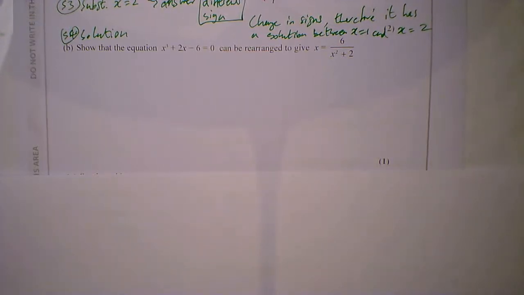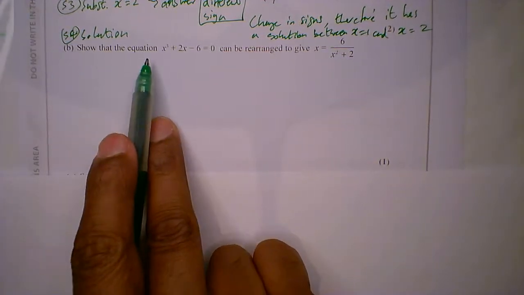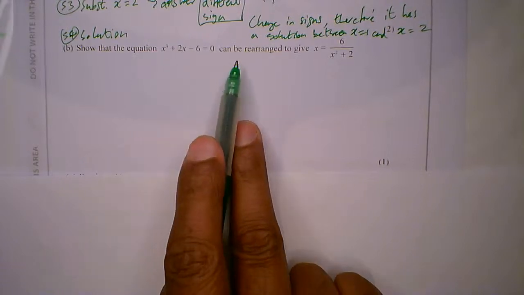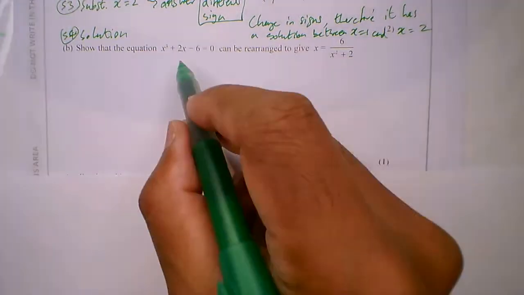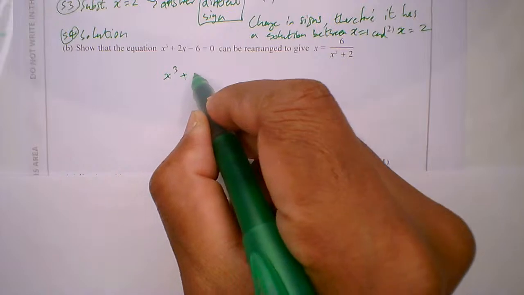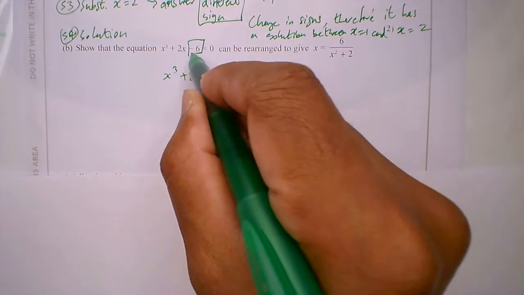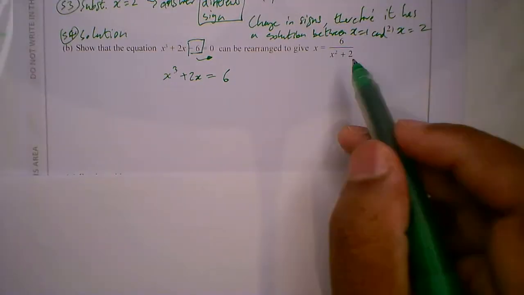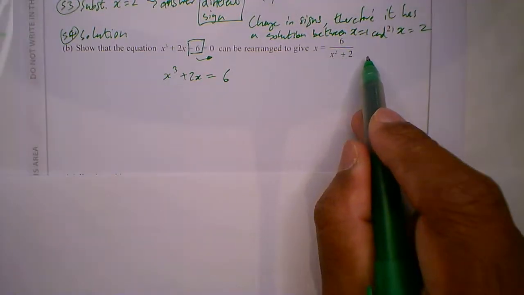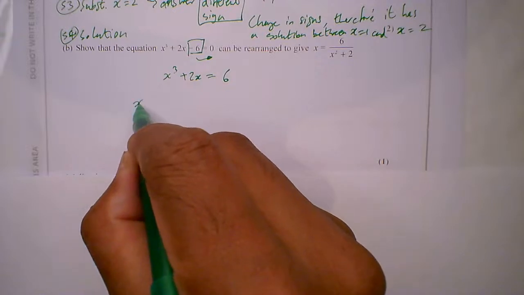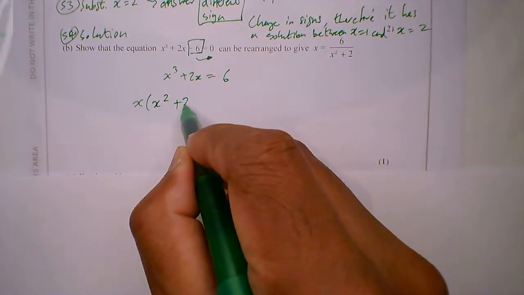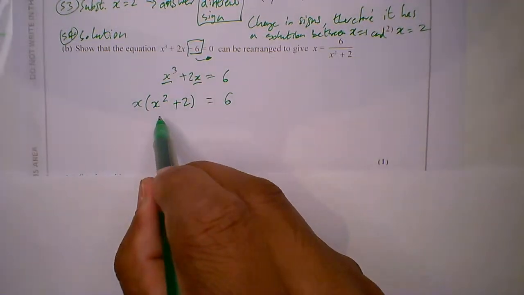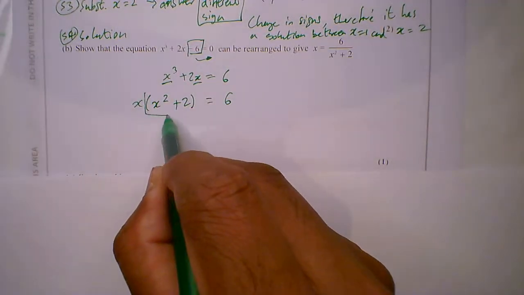If you need more time, press pause. So question 17b: show that the equation can be rearranged to this. So I'm going to try and rearrange this. I'm going to have x cubed plus 2x, and I'm going to take the minus 6 to the other side, which means this becomes plus 6. Now, if you look carefully here, it's got an x squared, so I need to factorize. x squared plus 2, I can take an x out. That gives me 6.